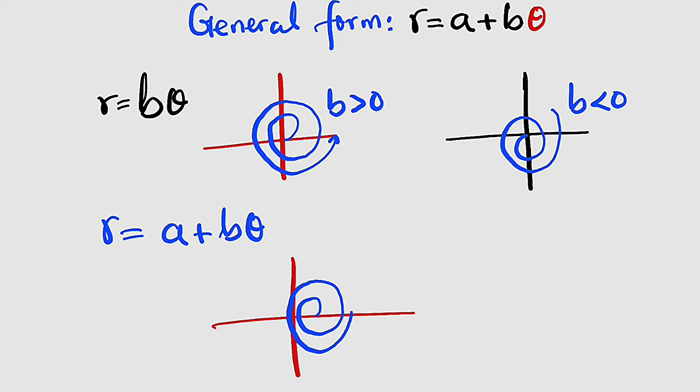What if a is negative? This is where a is greater than 0. But if a is negative, it is going to form a loop. Something like this. You see a loop, right? Then it will continue.